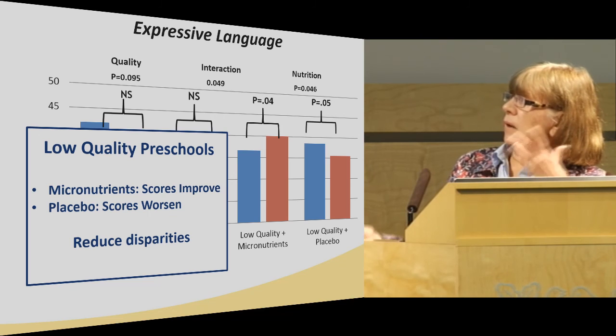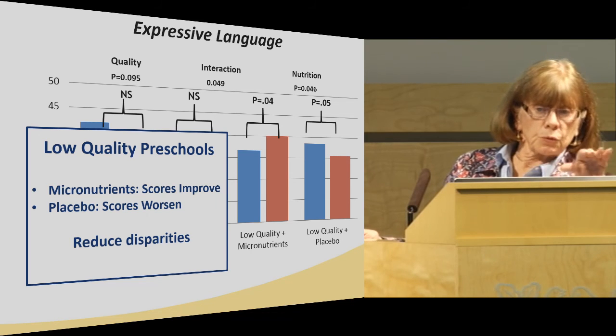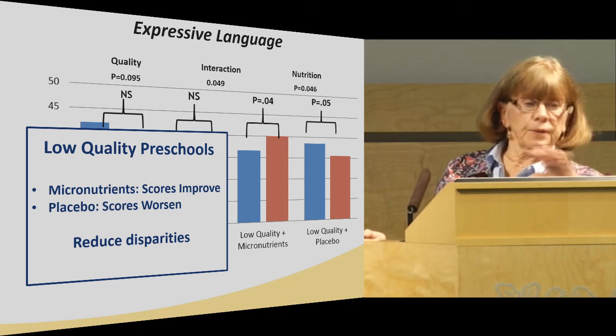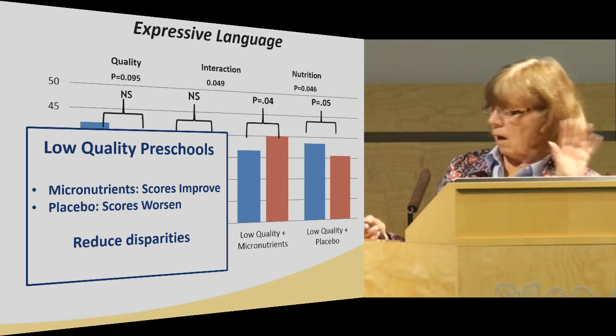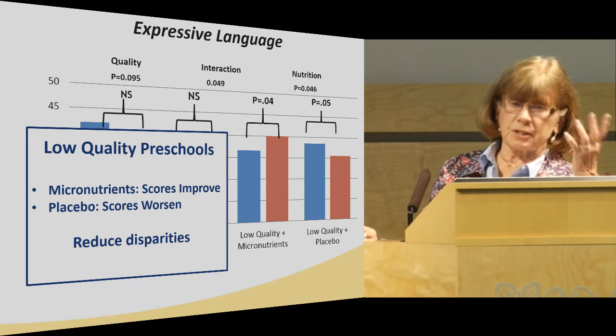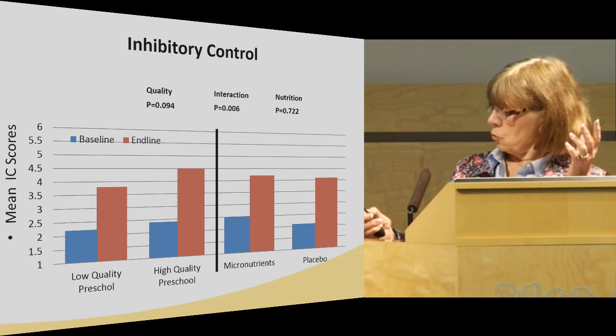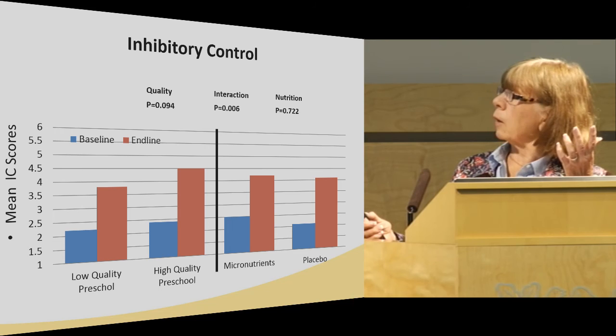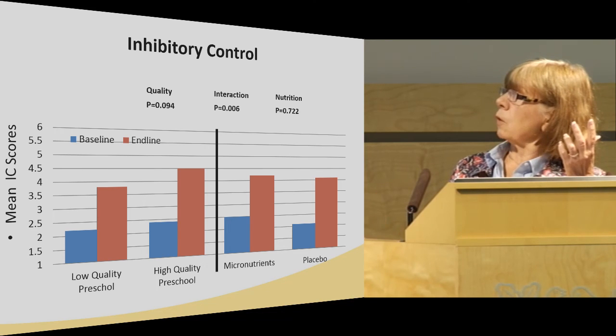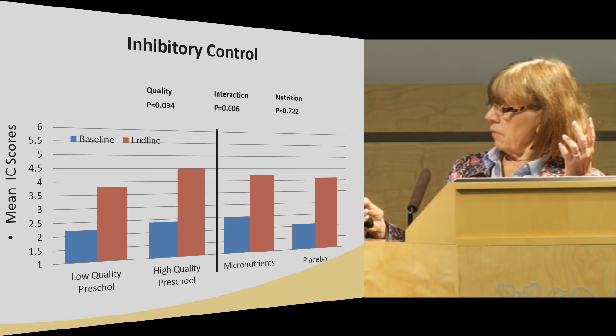And actually the benefit in the low quality then reduced the disparities in the children. They look then no different from the high quality kids. And this is adjusting for baseline and so on. When we looked at inhibitory control, you see a similar pattern in that you see an interaction between the two, not main effects.